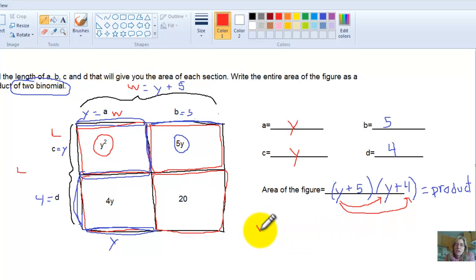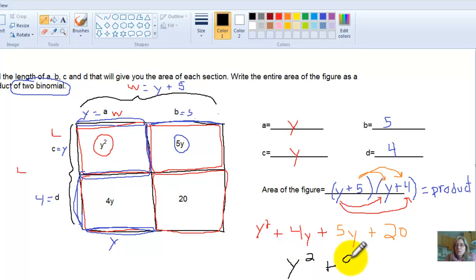So of course you get y squared, and everything is positive, so it makes it easy, plus 4y, plus 5y, and then plus 20, because 5 times 4 is 20. Which then gives you a total of y squared plus 9y plus 20. So that's how you approach that problem. And then I'll do another one just like it, but in the opposite way.